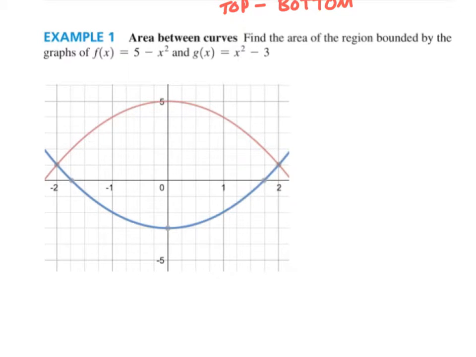It has a y-intercept of 5, and then the graph of x squared minus 3 is this graph down here. I'm going to call this graph f of x, and this graph down here I'm going to call g of x. Now, the other thing we need to talk about is where we start and where we end. So I want to write out that our area is equal to the integral from -2 to 2.